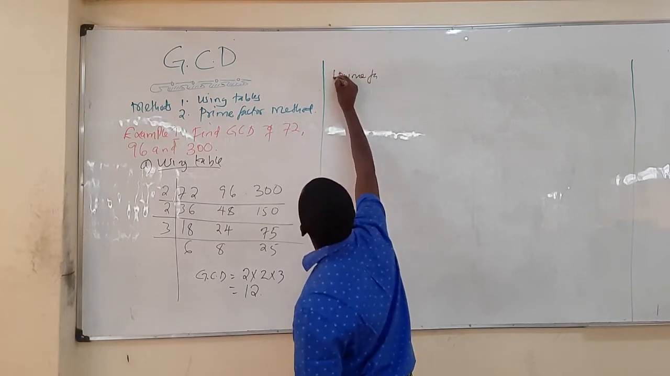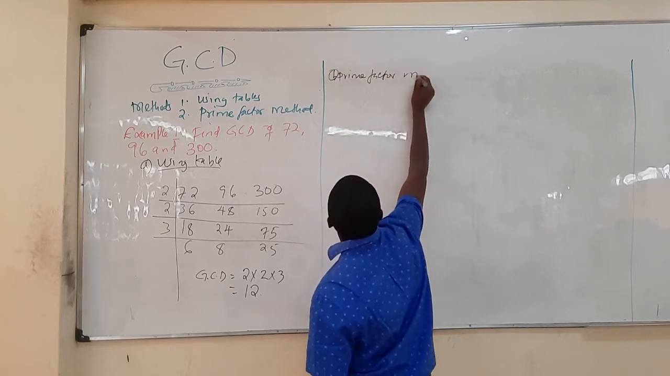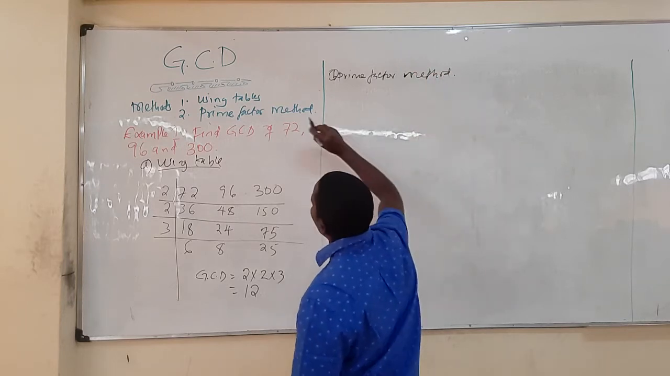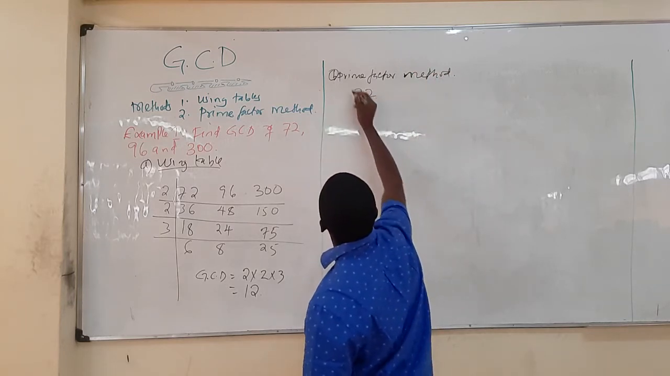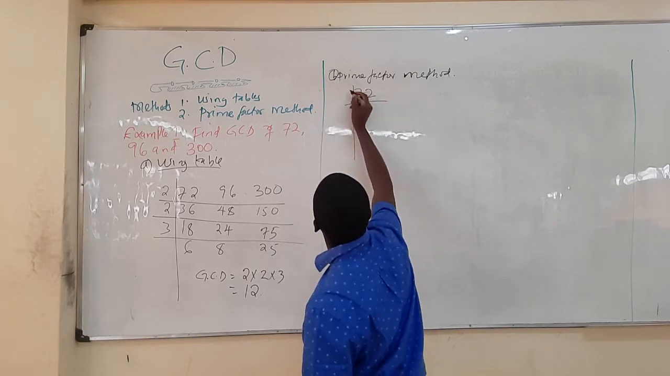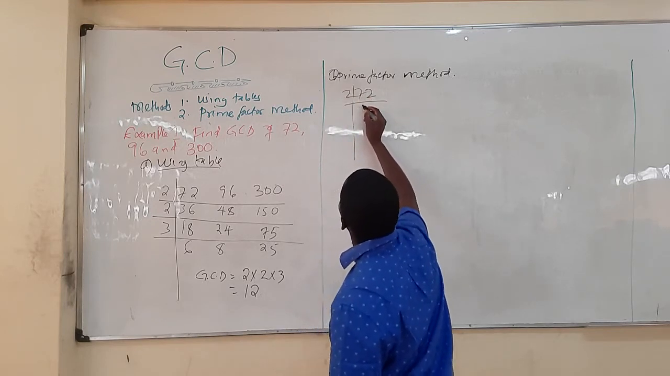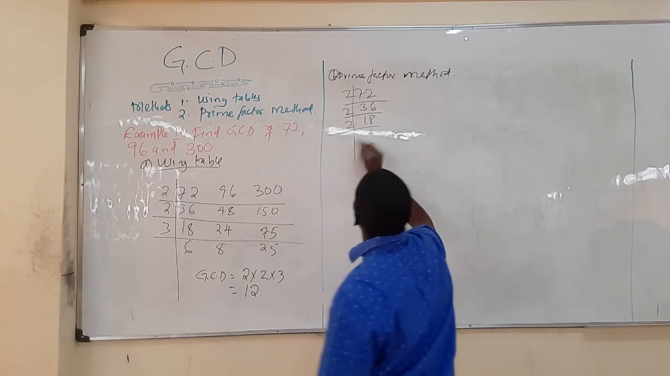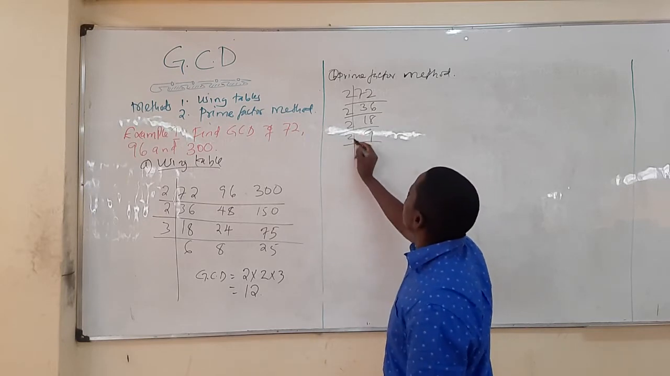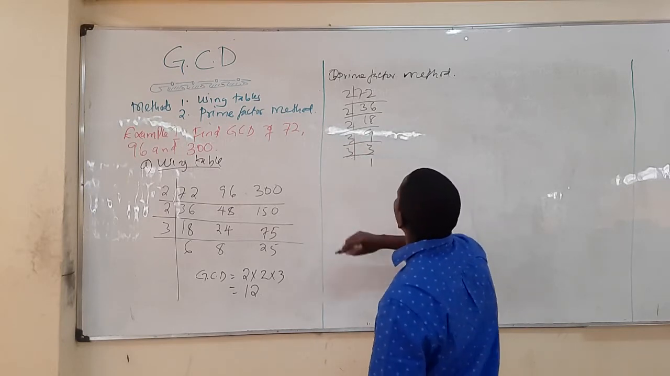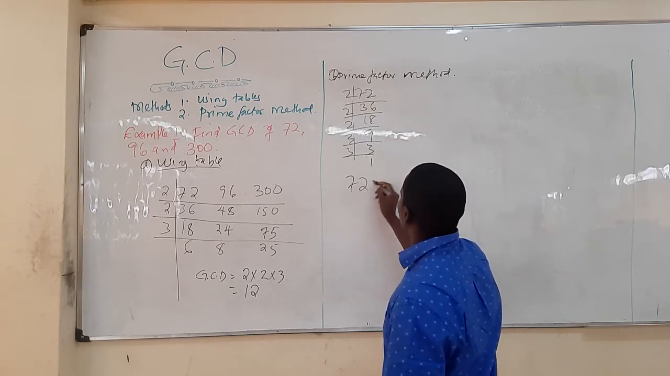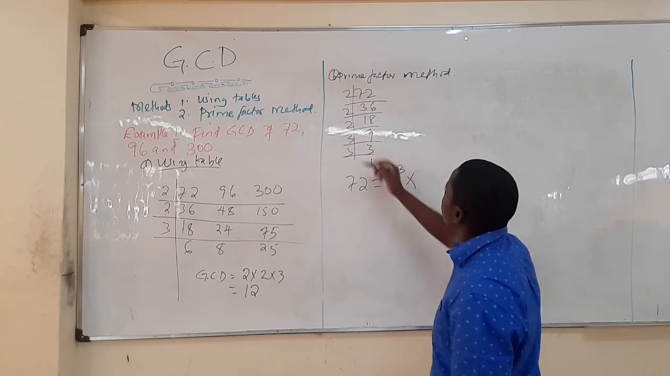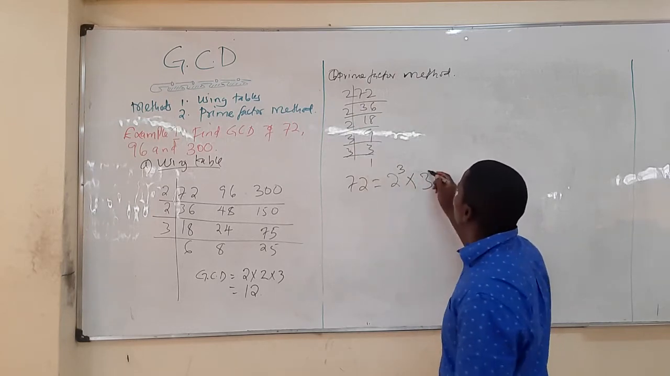Now the prime factor method. So we have 72. We write it in terms of prime factor form. Divide by 2, you get 36. By 2, 18. By 2, 9. By 3, 3. By 3, 1. So 72 is equal to 2 power 3 times 3 power 2.